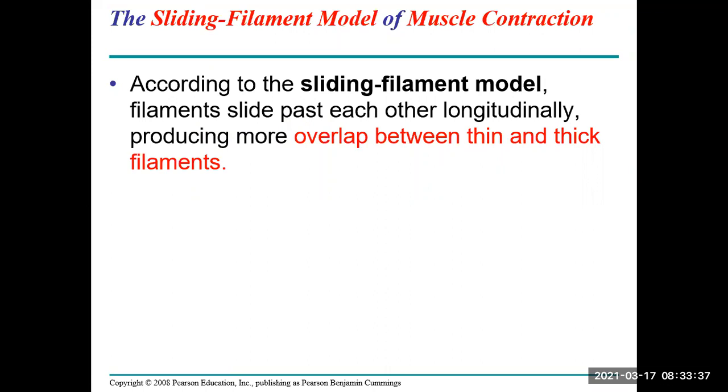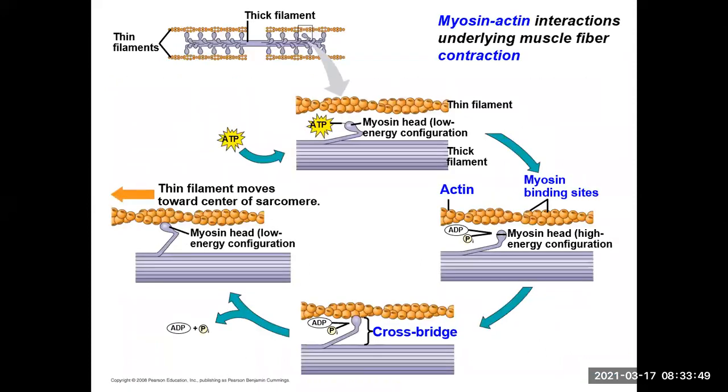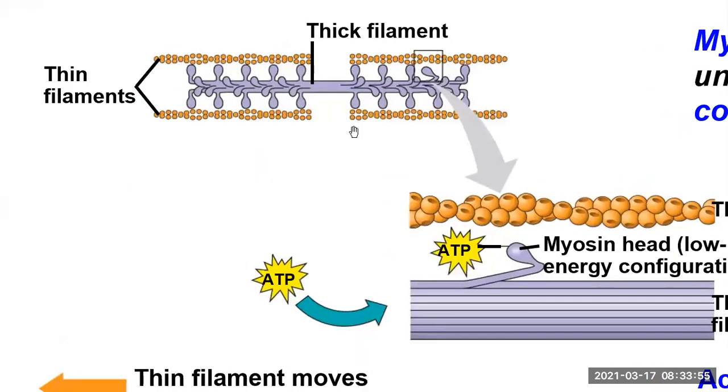The filaments slide past each other longitudinally, producing more overlap between thin and thick filaments. But we need to understand how this happens. Look at this. Now, this is the actin. As you know, the Z line is here and here, right? Okay. Now, please focus on this point.